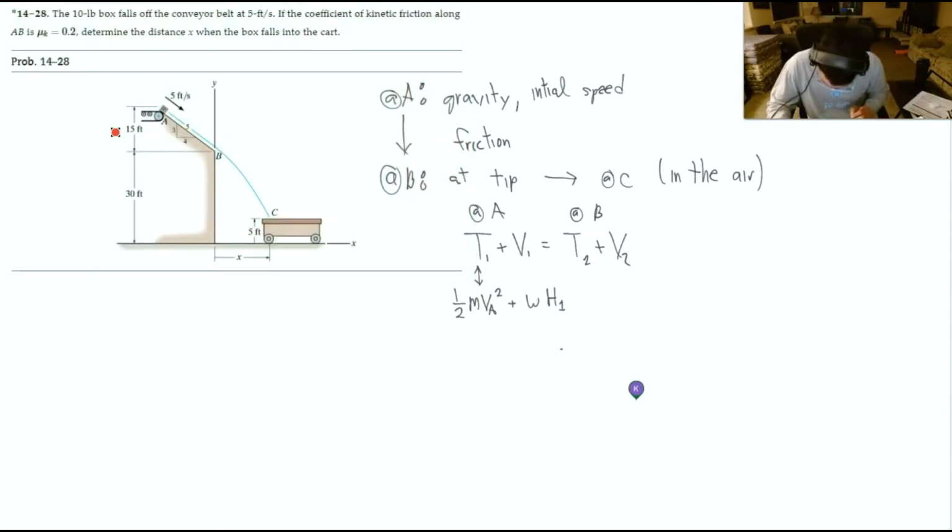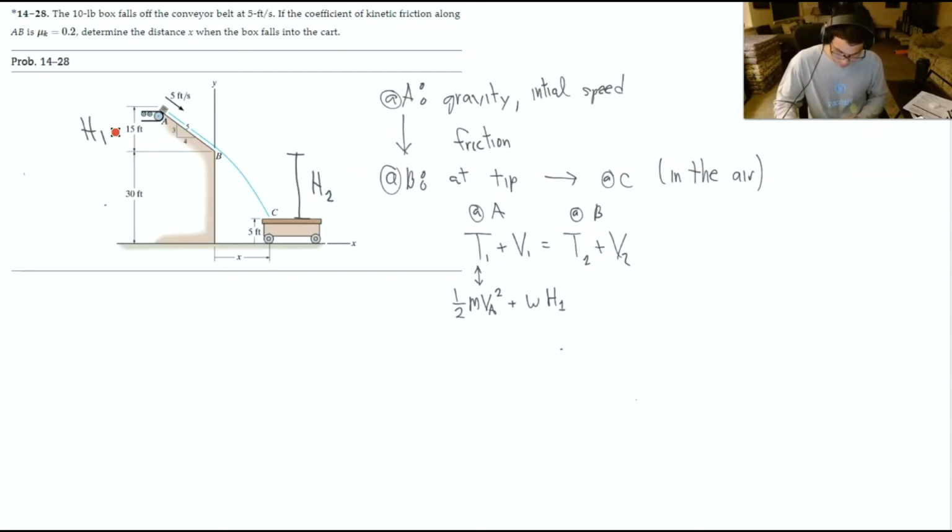Right. I'm going to call this H1. Then I'm going to call this H2. And then I'm going to call... Actually, I'm going to call this H2. Okay.